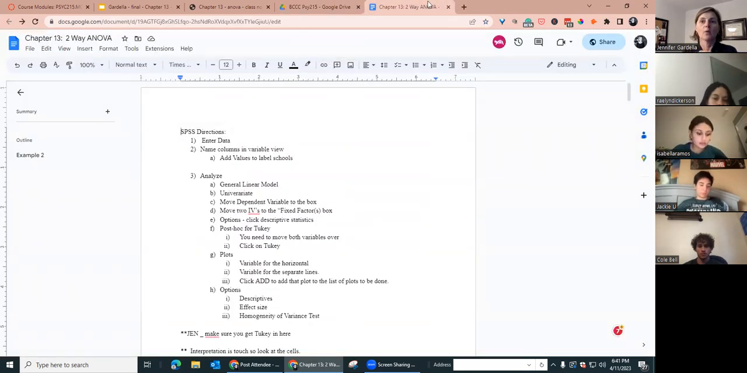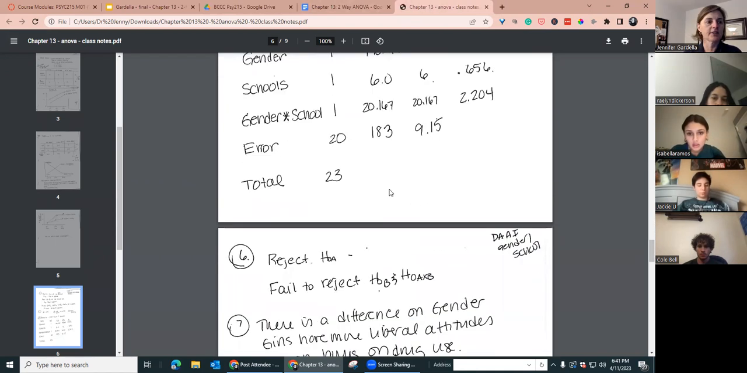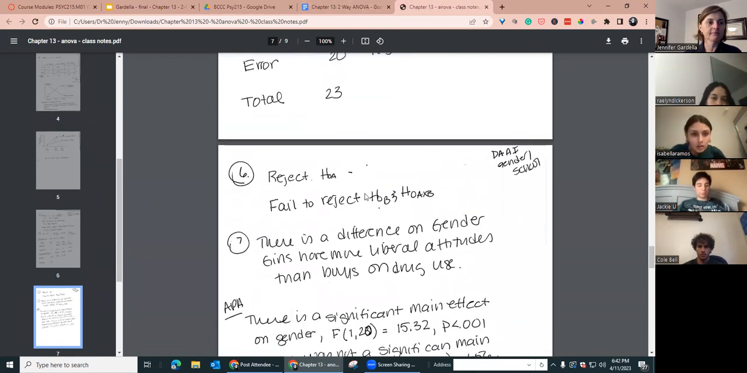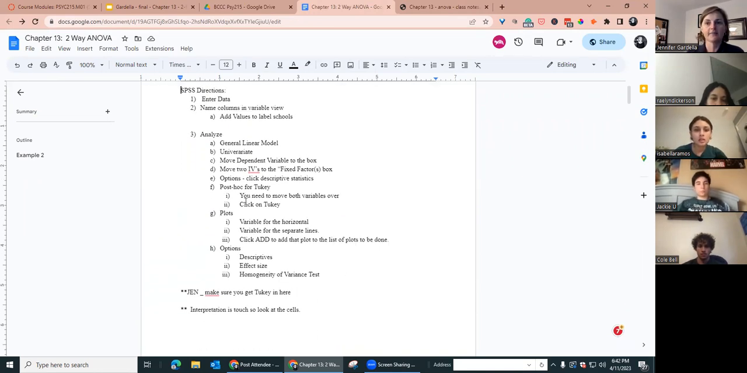So we have 2 documents that we're going to be looking at. We're going to keep open this one. In fact, I'm going to move it there. And then this is the standard steps of hypothesis testing that we work through. So the first thing that I just want to show you is that these are the steps for SPSS.